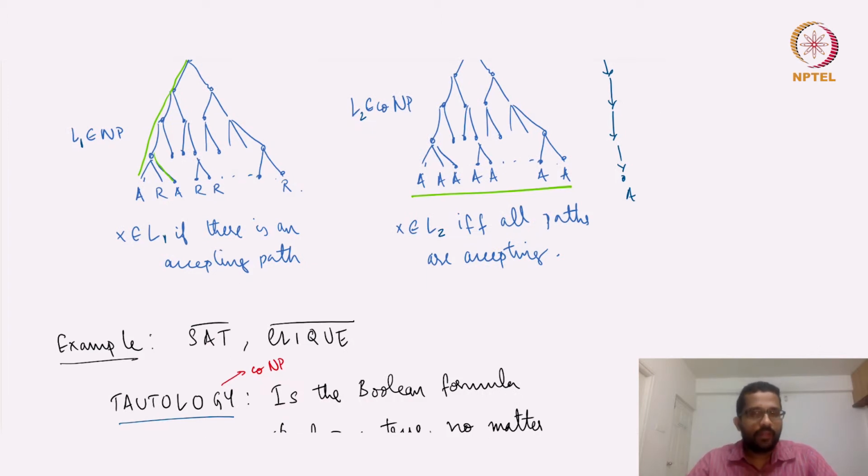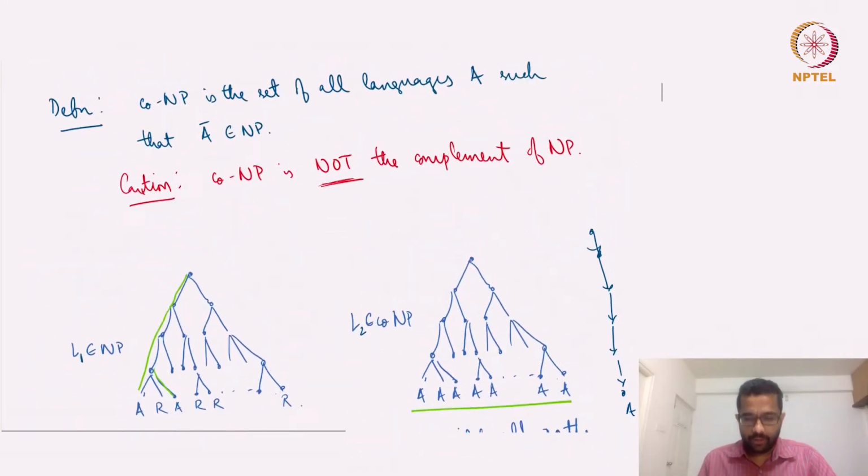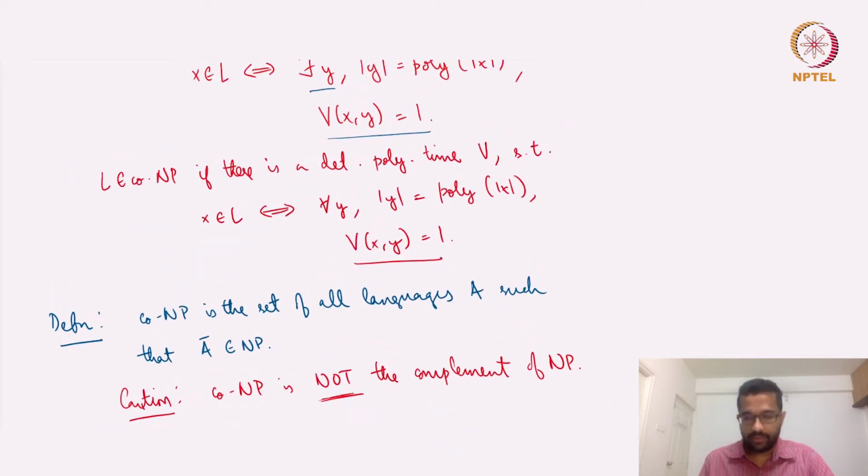Hello and welcome to lecture 11 of the course Computational Complexity. In lecture 10 we saw coNP, which is the class of all languages whose complement is in NP. In other words, it's also the class of all languages characterized by the universal quantifier: for all strings y, the verifier machine should accept x and y.